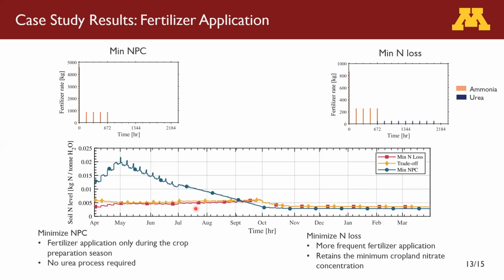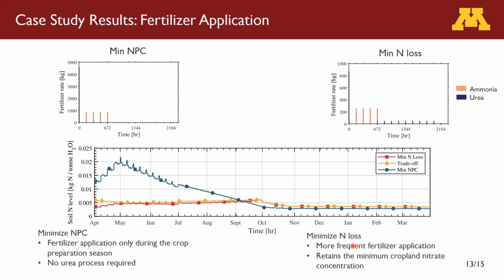Then we see the result for the minimizing N loss case. Here, the fertilizer is applied on a frequent schedule, but each application has a relatively low amount of fertilizer. Looking at the soil nitrogen level when minimizing N loss, the solution tells us the need-based fertilizer application keeps the soil nitrogen rate at a relatively low level, but does make sure it satisfies the needs for crop growing. This indicates that adjusting fertilizer application can efficiently reduce the nitrogen loss. However, this minimizing N loss case is associated with a high net present cost.